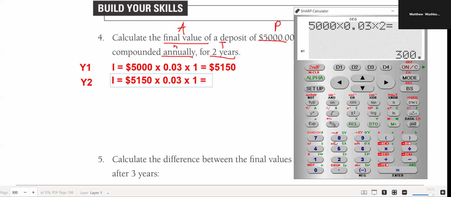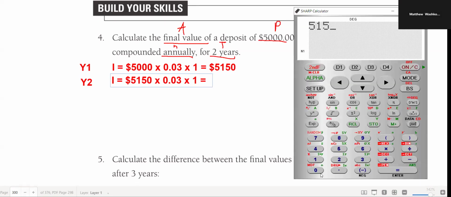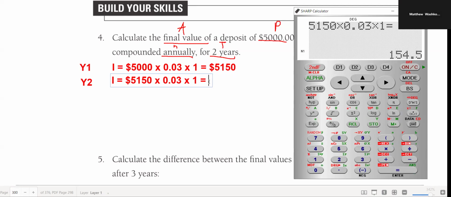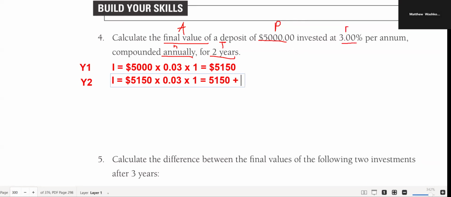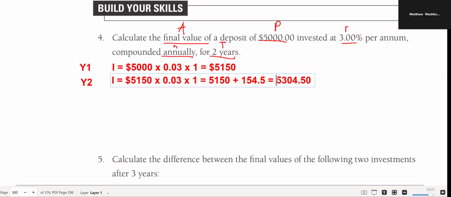So now I'm doing that same calculation. So 150 times 0.03 times 1. I get 154 and 5 cents, right? So 150 plus 4.50. I will have $5,304.50, right? So that's what's happening here with compound interest.